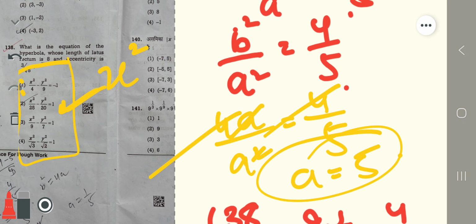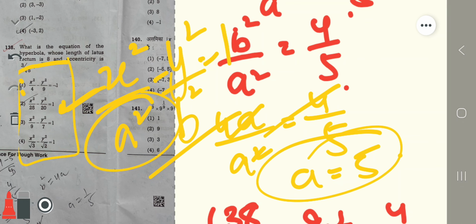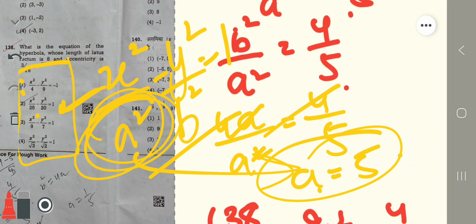Definition of hyperbola is x square by a square minus y square by b square equals 1. यहाँ पे a स्क्वायर आता है और a मेरा 5 आया है. सो एक ही ऐसा ऑप्शन अगर हम बाकियों में देखें तो किसी में भी नहीं है. सो ऑप्शन नंबर 2 विल बी द करेक्ट आंसर.